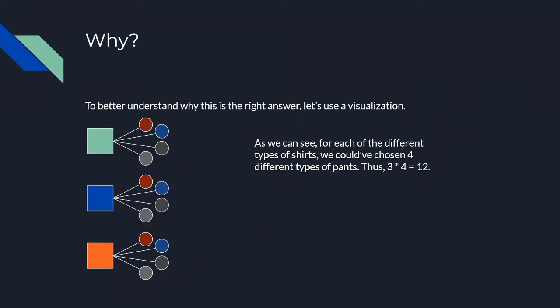So to better understand why this is the right answer, let's use a visualization. As we can see, we have these 3 different shirts, and each of these is going to have 4 pants, right? So each of these has a different arrangement. Your starting shirt will always produce a different arrangement, and then from there, you have 4 different pants. So it's 3 times 4. Or, you know, we could have done 4 circles, and then each of those circles has 3 squares. It's really the same thing.